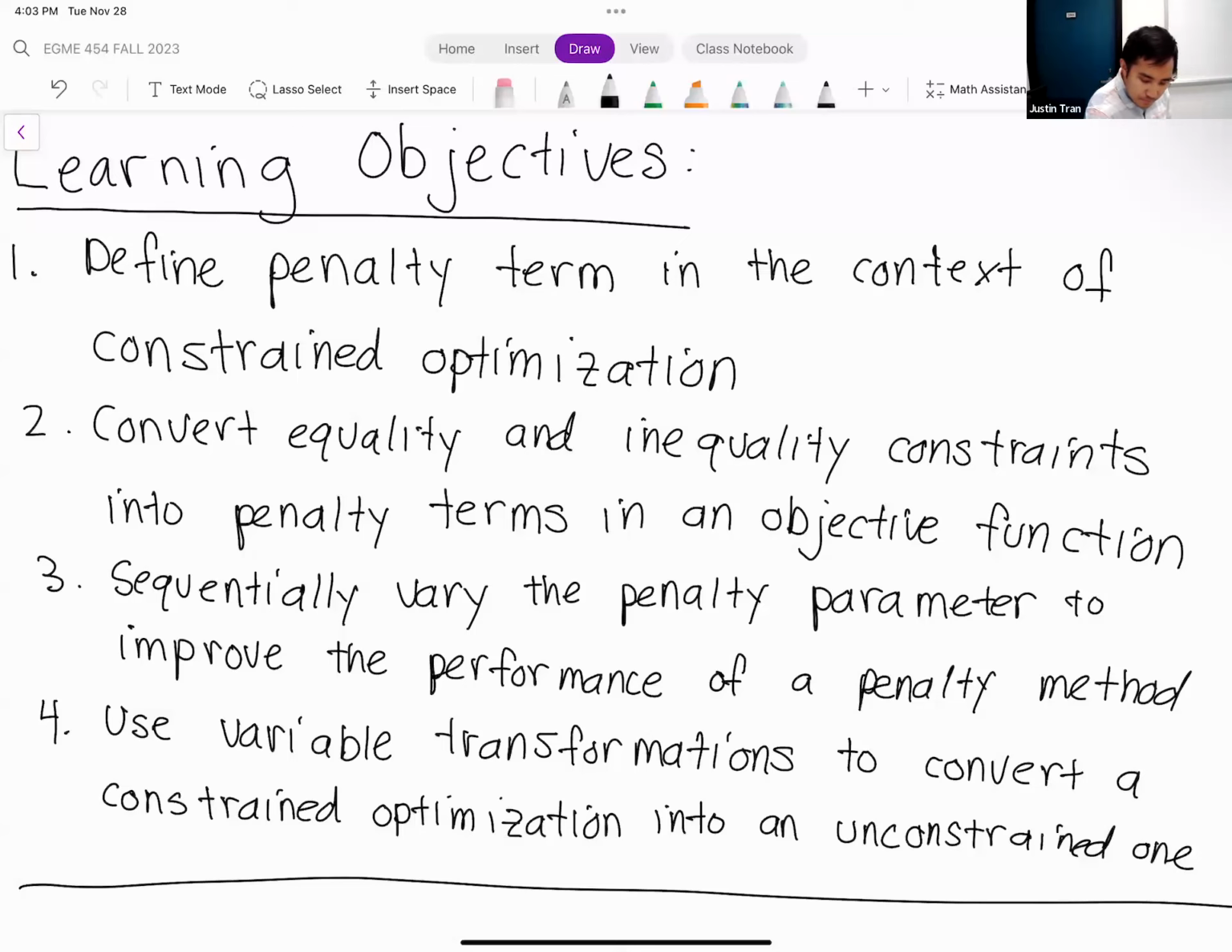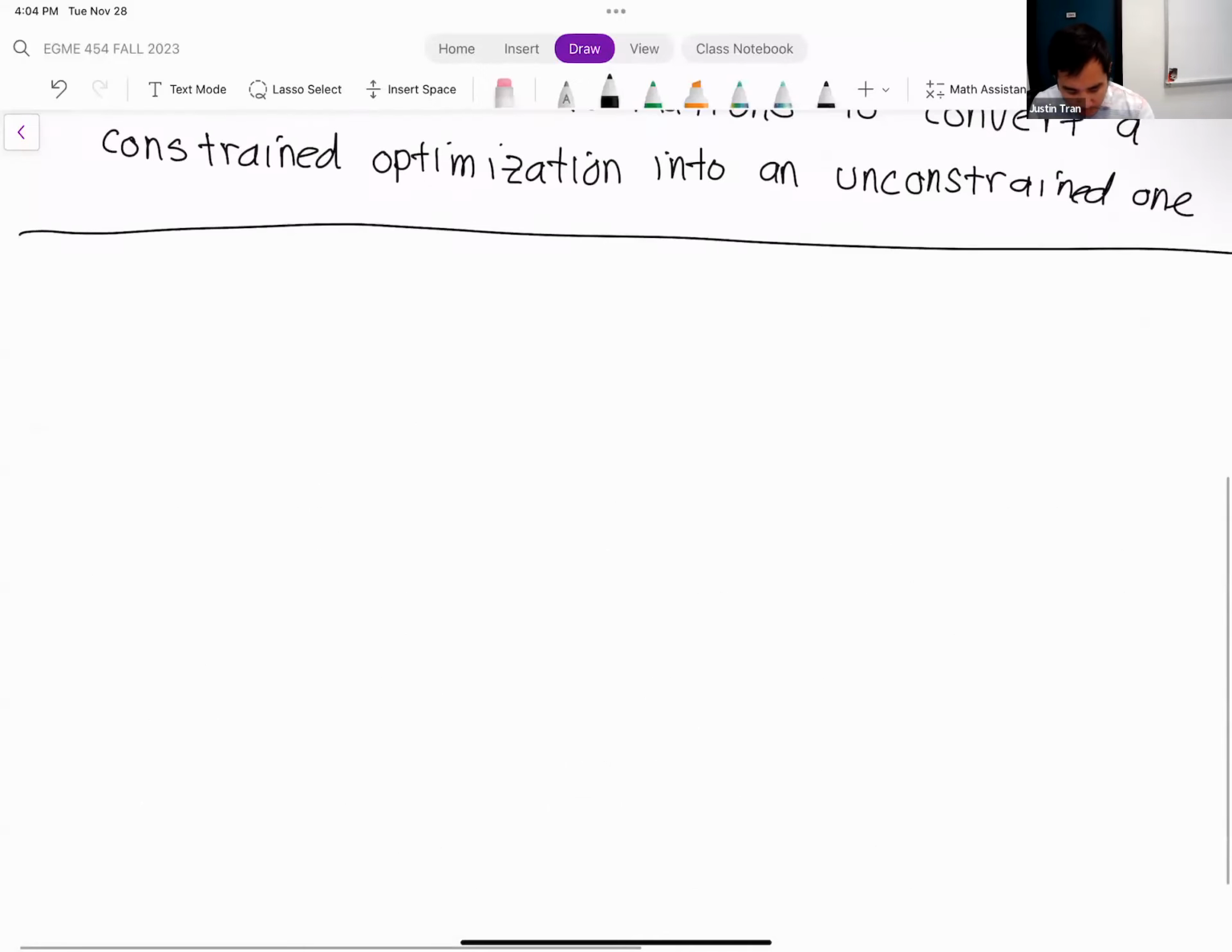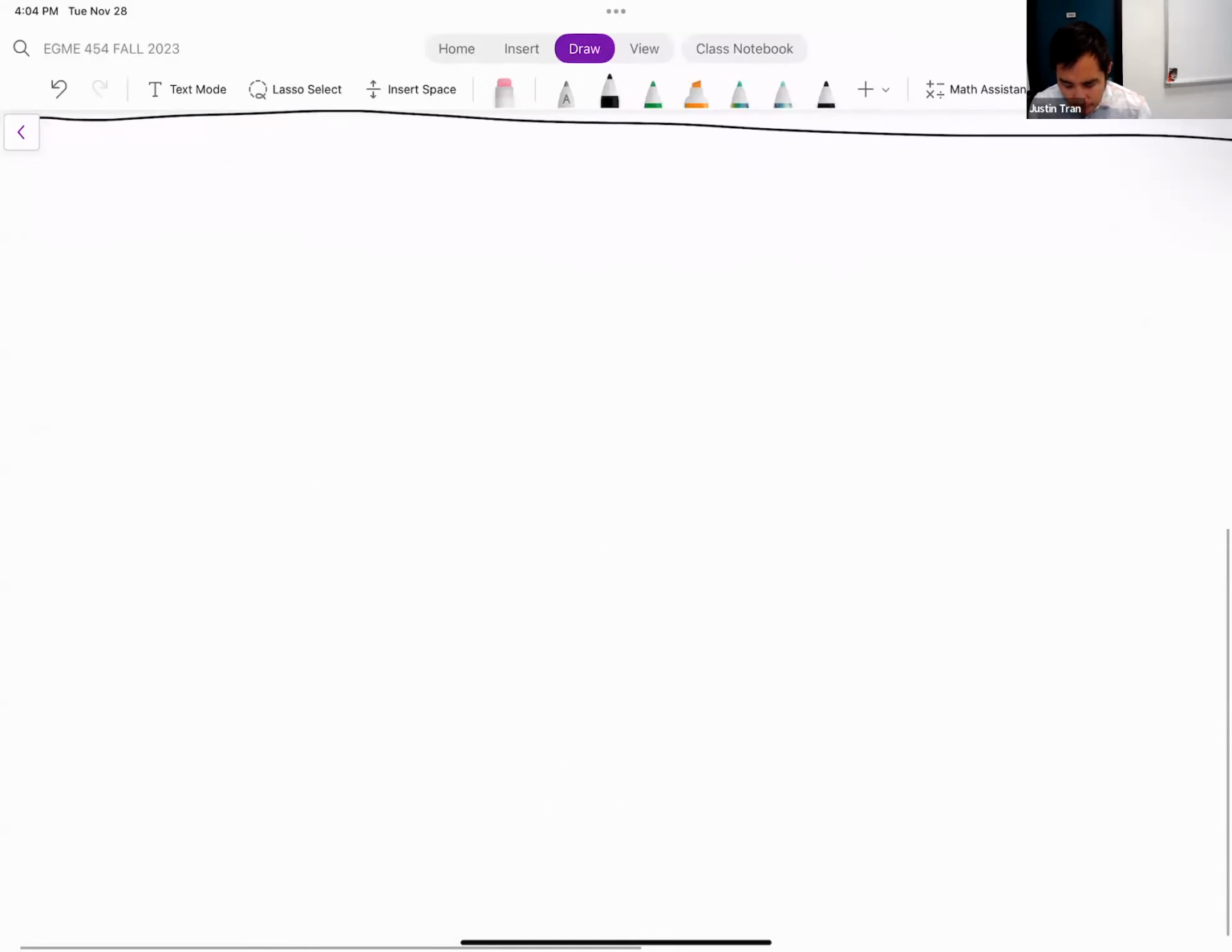Okay, all right. Any questions about anything before we get started for today? Okay, all right. Let's go ahead and get started. When we left off 2 weeks ago, actually, before Thanksgiving and before the midterm exam, we were talking about constrained nonlinear programming.